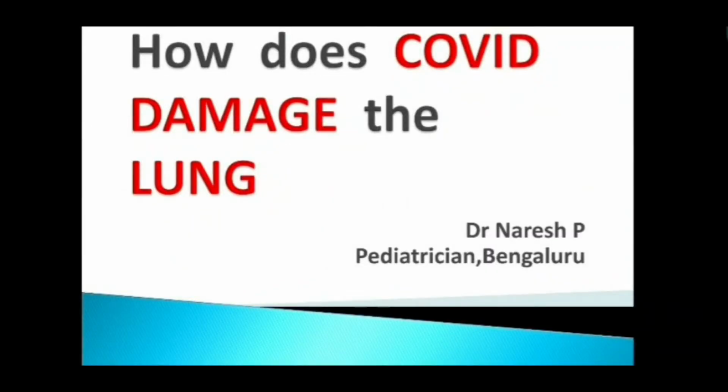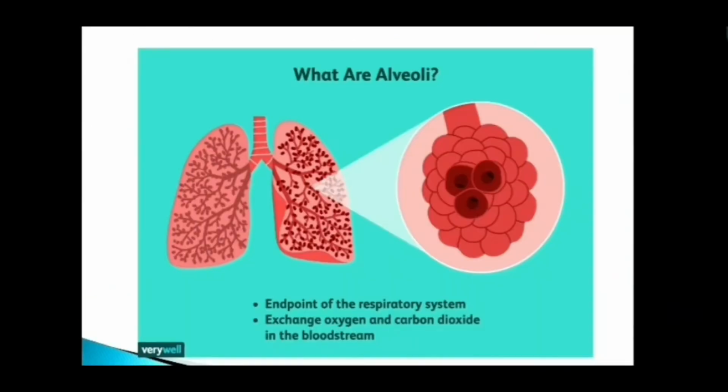How does COVID damage the lung? We need to understand a little bit of school biology for this. As you can see here, to the left side is a normal lung, and on the right, the small sac that you can see is called the alveoli, the smallest breathing unit of the lung, or the smallest functioning unit of the lungs, called the alveoli or the air sac.